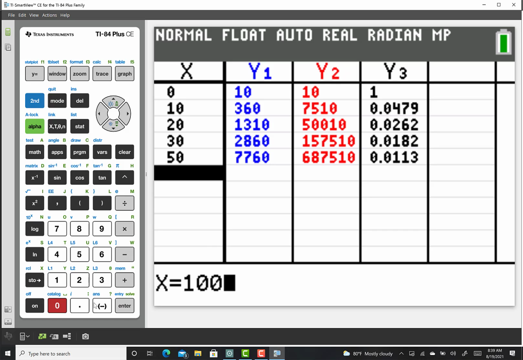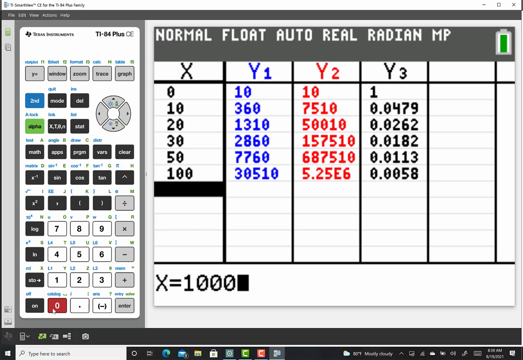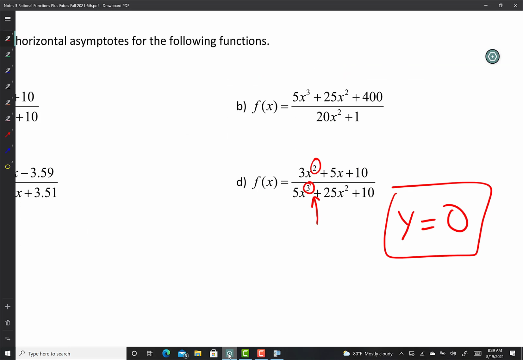Let's go to 100. 0.0058. Let's go to 1,000. Yeah, it's approaching 0. That 6e to the -4 just means there are 3 zeros in front of the 6, guys. 0.0006. So what's happening to the output? It's approaching the y value of 0, so it's converging to y equals 0, which is the definition of a horizontal asymptote. You might have learned this as end behavior. Cool or not cool? That's all it is, guys.